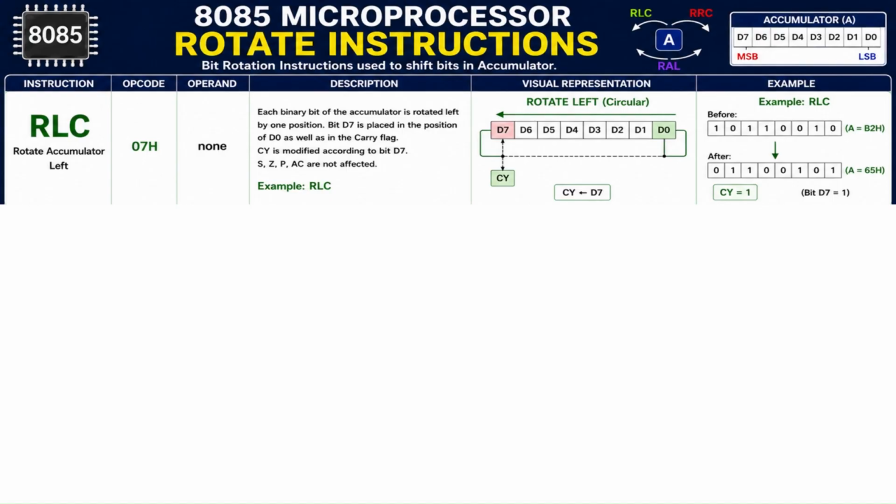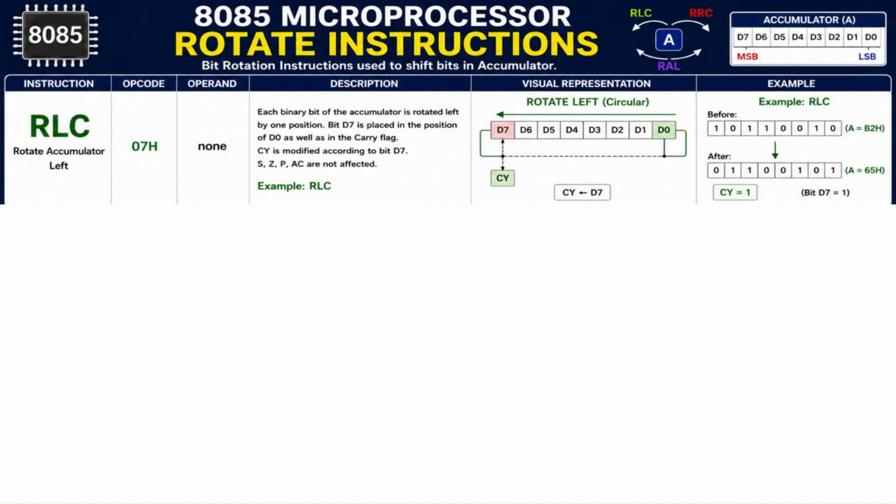Here is the important part: the bit that leaves from D7 doesn't disappear. Instead, it goes to two places simultaneously. First, it enters the carry flag. Second, it comes back and occupies D0. That's why RLC is called circular left rotation. Think of it like a circle. The leftmost bit leaves from the front and joins again at the back. Only the carry flag changes. The sign, zero, parity and auxiliary carry remain completely unaffected.